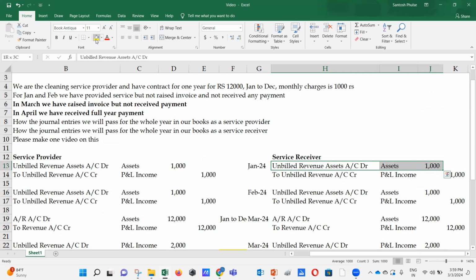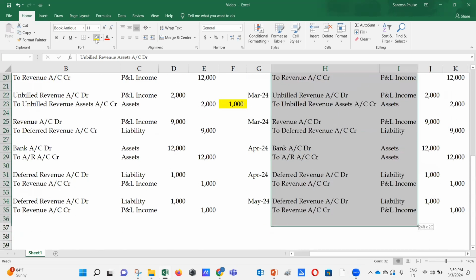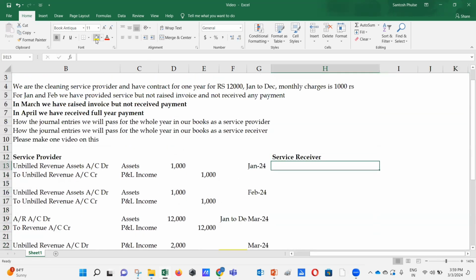So now, in the books of the service receiver, how is that going to work? First, when the service is delivered, it means you have received the services. The accrual concept says that you have to book an expense as and when you avail the services. So here you have availed the service for the months of Jan and Feb, but you haven't received the invoice for that. So you are going to take the accruals for that.